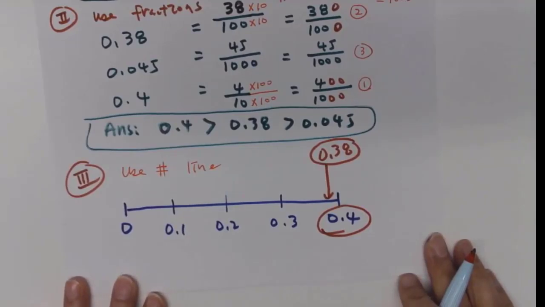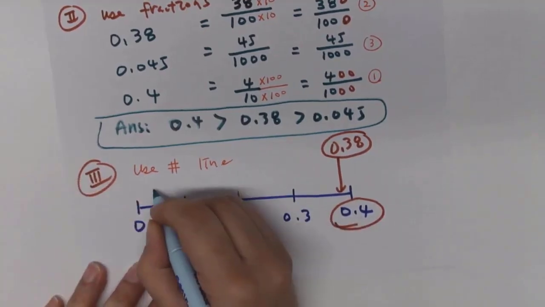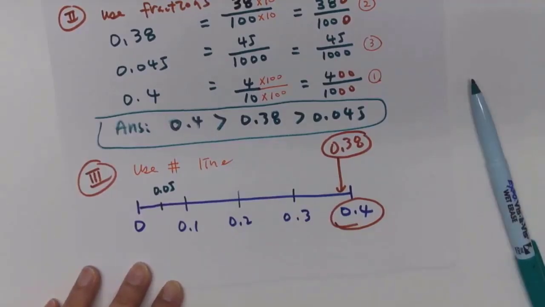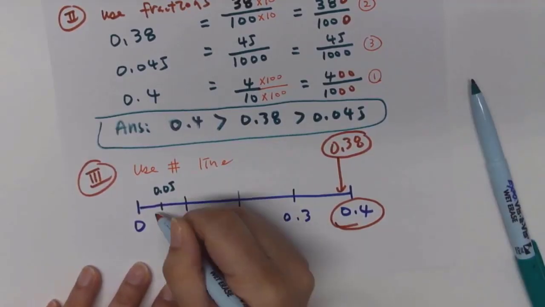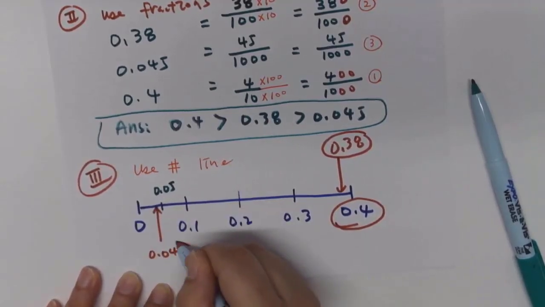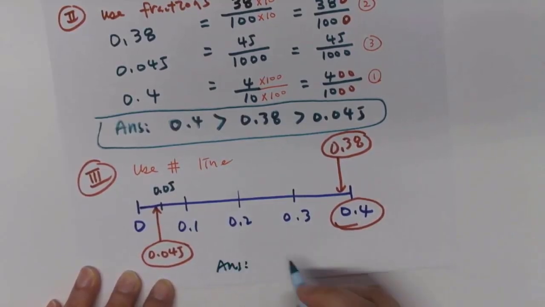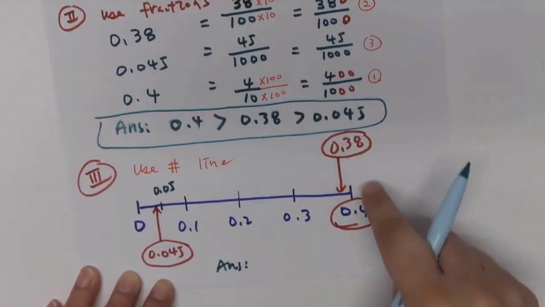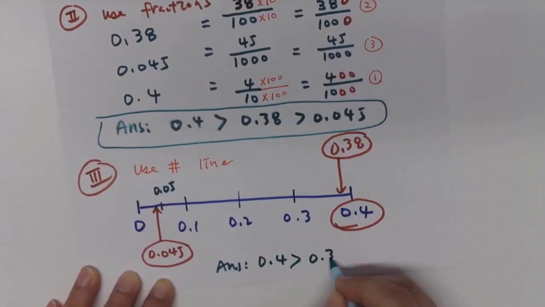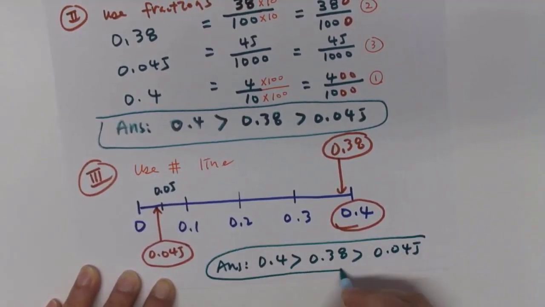And the last one is 0.045. Where is 0.045? This is like 0.05. So the 0.045 would be before that, after that? Before that, right? So about here, 0.045. Using that, we should be able to see the smallest one is this guy, this is the second, this is the bigger, so 0.4 is the greatest, and then 0.38, and then 0.045. You have to write the answer for each part, okay?